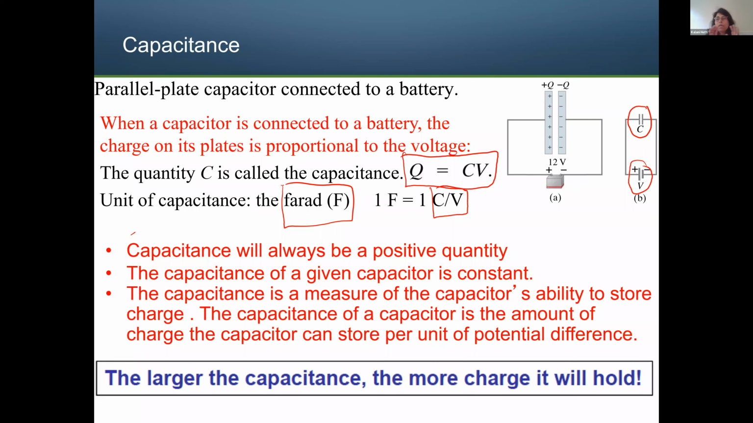Okay. So capacitance is always a positive value. It is constant for a given capacitor. It is not able to change. The only thing you can change is the voltage and the charges. According to that ratio, your capacitor will stay constant. So now with capacitance, more capacitance means you can hold more charges. That means you can store more charges.